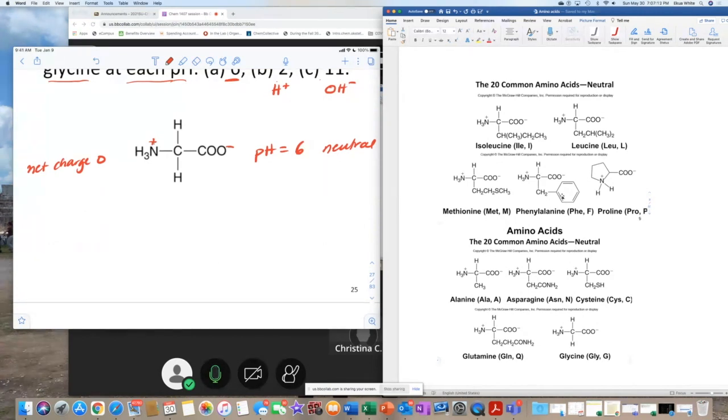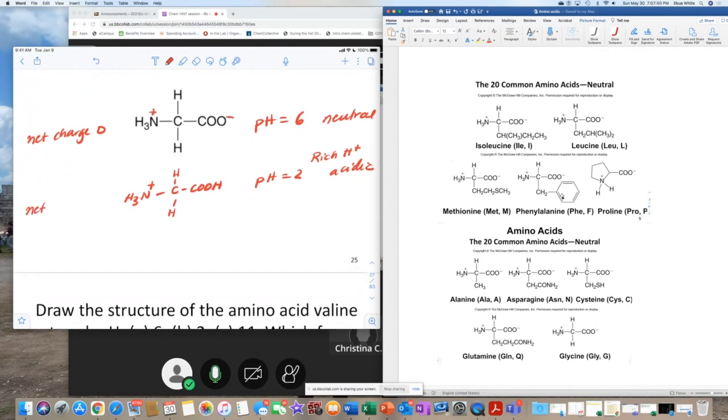Now I'm going to draw the same amino acid with a pH of 2. So pH of 2 is acidic, right? Remember, that's going to be rich with H plus. So with that one, remember that this part here gets neutralized, and then the other part remains positive. And you want your amino acid to have an overall charge that matches the environment. Okay, so here net charge plus 1.